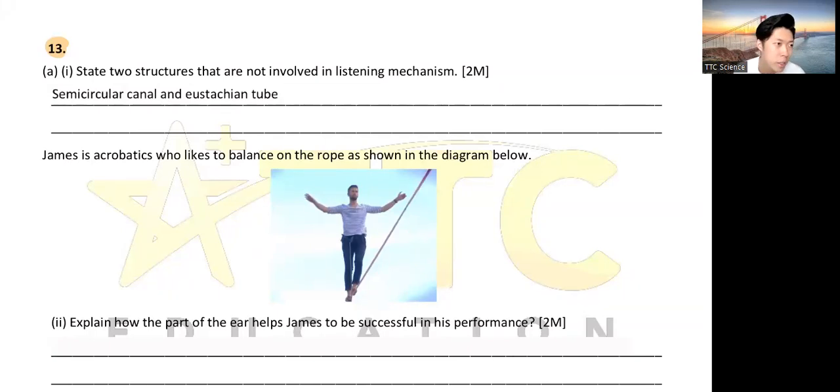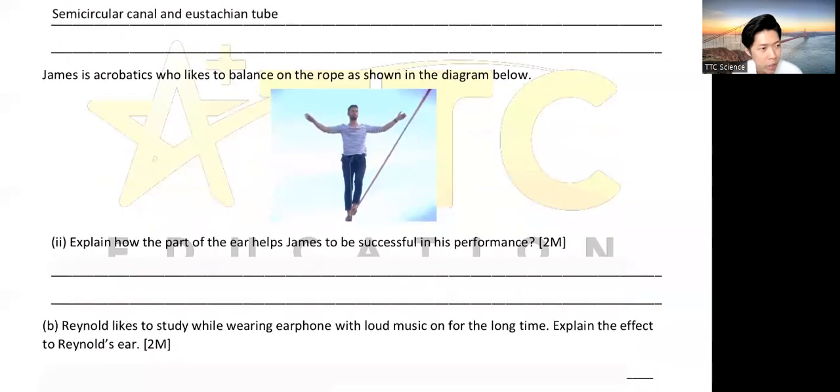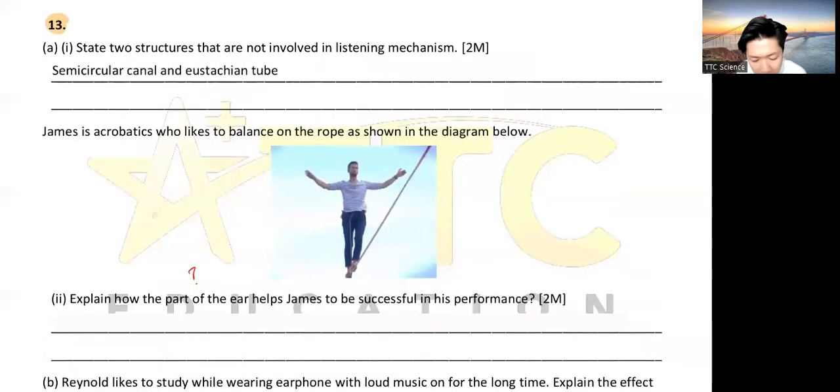Okay, James is an acrobat, who likes to balance on a rope as shown in the diagram below. Okay, fine. Then what's next? Explain how the part of the ear, which part allows him to be successful in the performance. Okay, 2 marks means what? First mark, you have to mention what part. Yeah, free answer lah. We just got it just now accidentally.